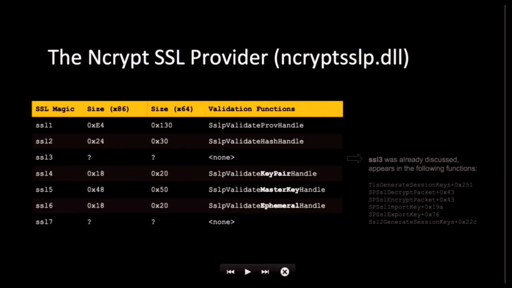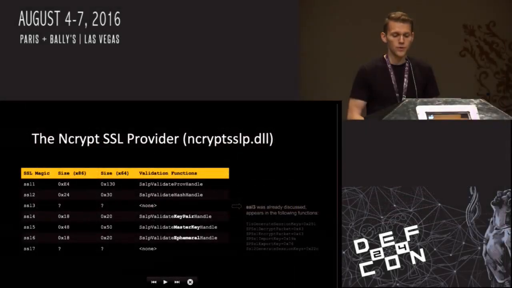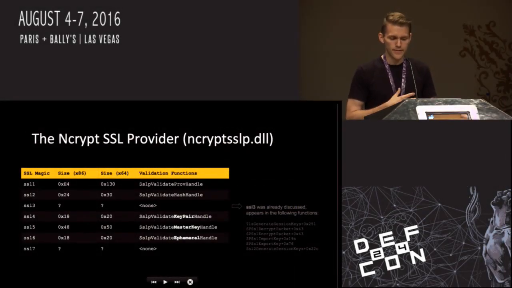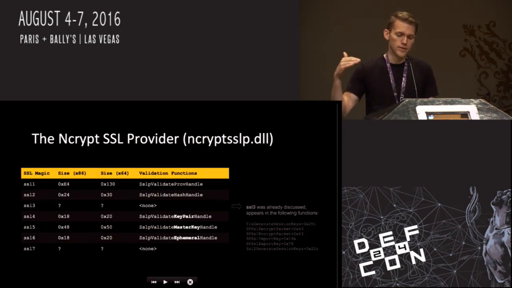And what that gets us is size values and function names that are very descriptive for specific structures. So we now know that this SSL5 magic value is going to be tied to a master key. And we know that SSL4 is going to be tied to a key pair, which turns out to be the private key. And then SSL6 is for the ephemeral key. Now, SSL3 didn't actually have one of these. I just happened to come across it when I was looking at other functions. But we do see that it gets used in decrypt, encrypt, and generate session keys, and I've traced through and I know that those are the session keys.